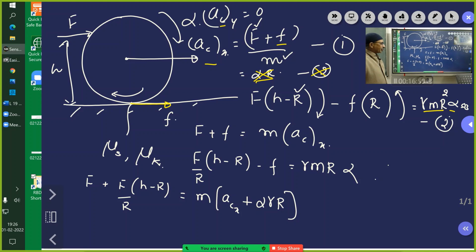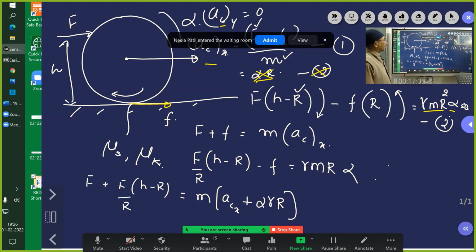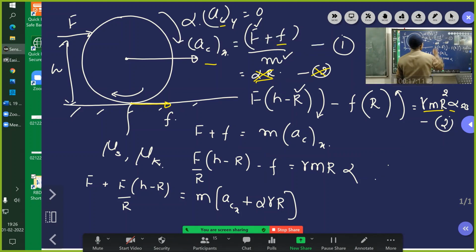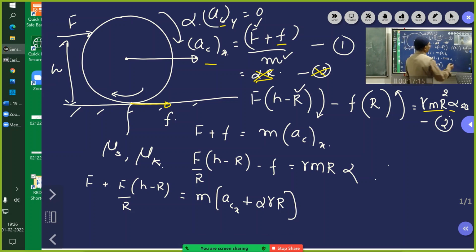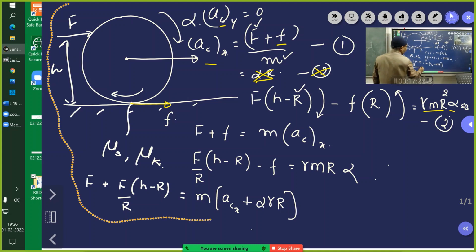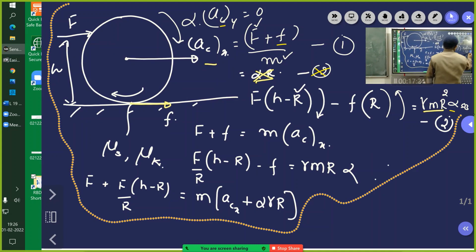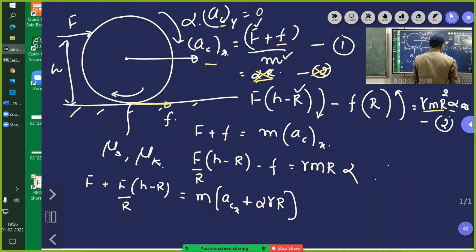Okay. Now further, can you do some more work on this and get one good mathematical model so that you can talk about the frictional force here.